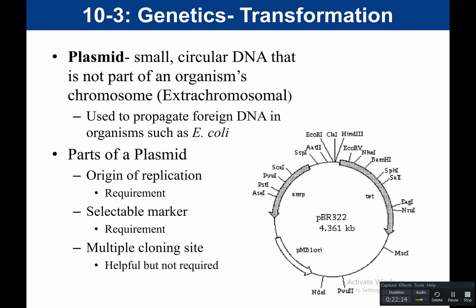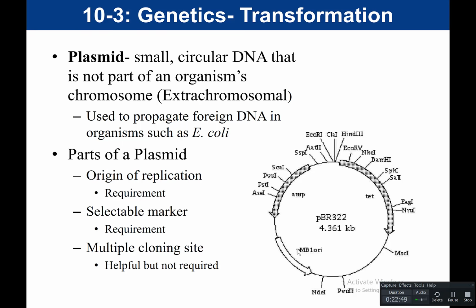The DNA must be maintained or replicated so that it stays within the cell, and the organism must survive the process. You want to know what a plasmid is. A plasmid is a small circular DNA that's not part of an organism's chromosome. It's an extrachromosomal piece of DNA. You want to know the general parts of a plasmid. Again, you don't have to get too specific here, but you do want to know that a plasmid needs to have an origin of replication. In this case, this is our origin of replication. Like the name suggests, it's where replication begins. It's what allows that plasmid to be replicated.